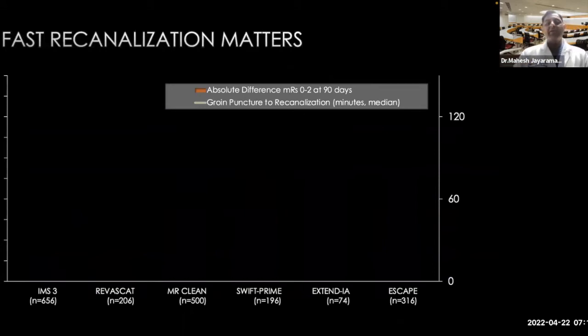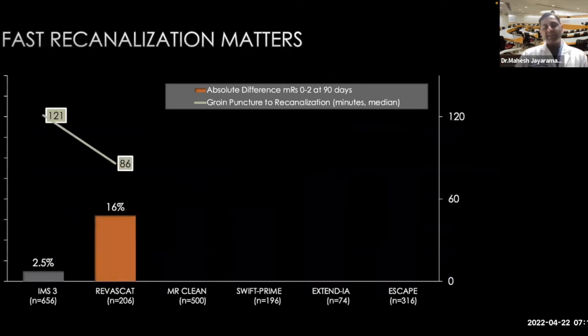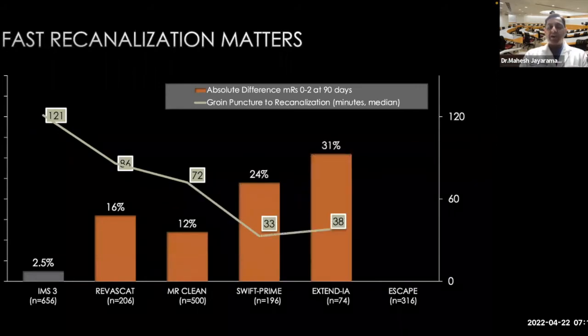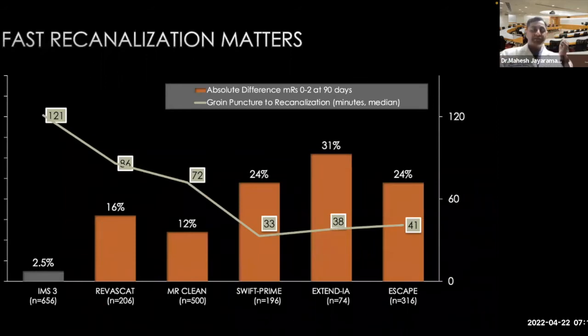The other factor is time. So if we look at how long the procedures took, in IMS-3, the median time was 121 minutes, 2 hours. So it took 2 hours, and they only opened the vessel 44% of the time. That's a recipe for a negative trial. In REVASCAT and MR CLEAN, the procedure times were shorter and had absolute differences of 16% and 12%. And again, SWIFT PRIME, EXTEND-IA, and ESCAPE had much faster procedure times and higher absolute differences.